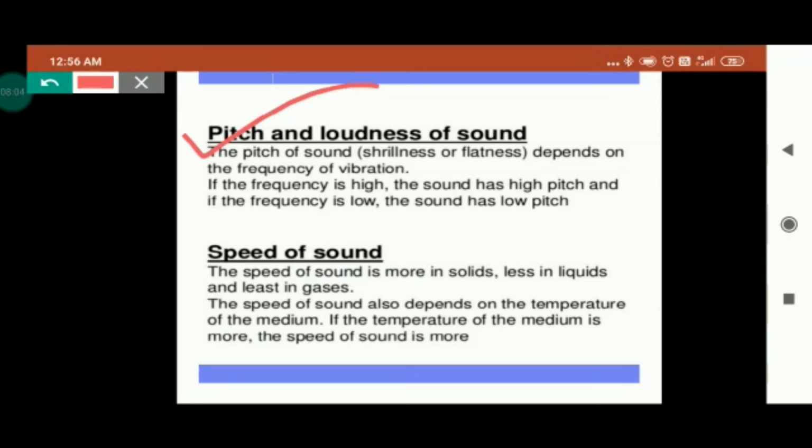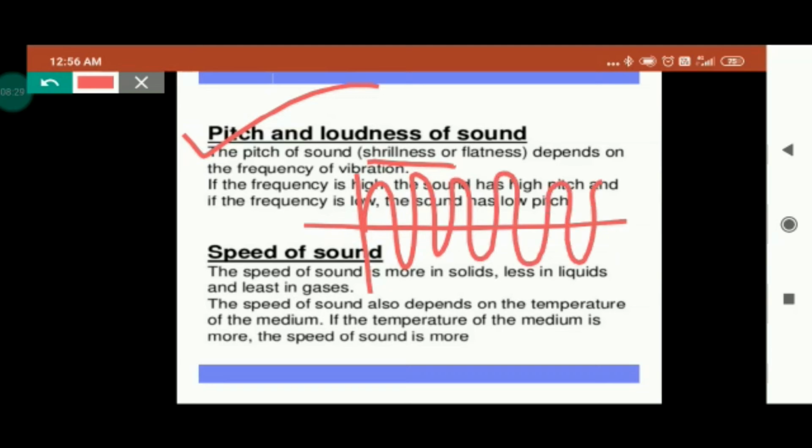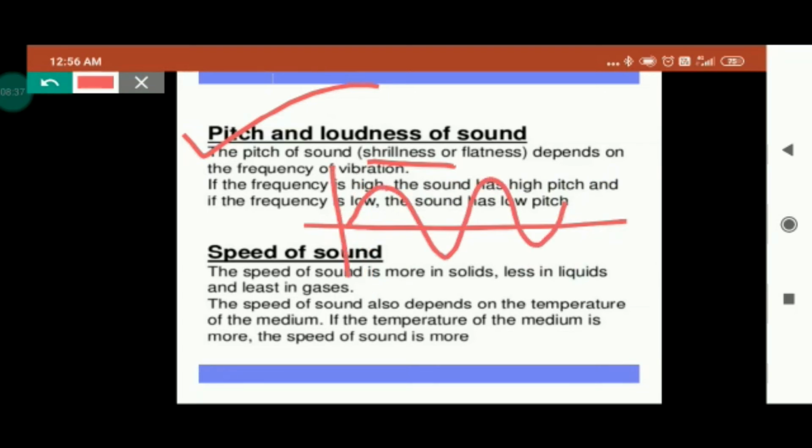Next is the pitch and loudness of sound. The pitch of the sound is known as its sharpness or flatness. It depends on the frequency of the vibration. If the frequency is high, the sound has high pitch. If the frequency is low, the sound has low pitch. So, a diagram of a high-pitched sound can be considered like this, because here the frequency is maximum. That means it is a high-pitched sound. Whenever the frequency is less, this is the low-pitched sound.